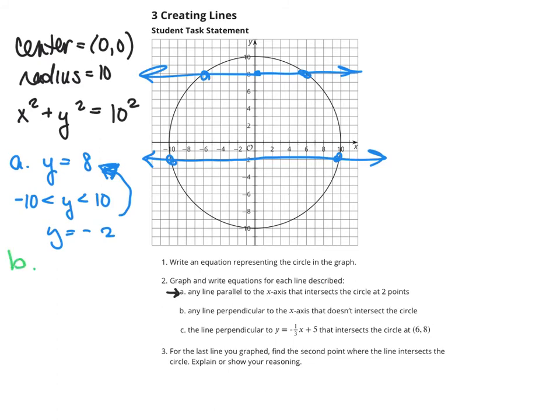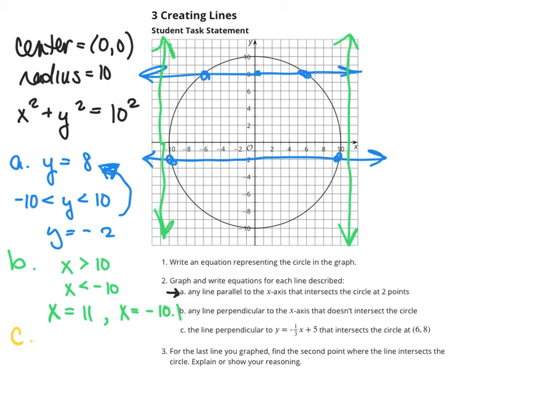How about part B? Any line perpendicular to the x-axis that doesn't intersect the circle. So perpendicular to the x-axis means that it's outside of the circle. So that would be any x's bigger than 10 or any x's smaller than -10 will give me that answer. Okay, and that's a line, like I could say x equals 11, and that's an answer. Or x equals -10.1, and that's an answer.